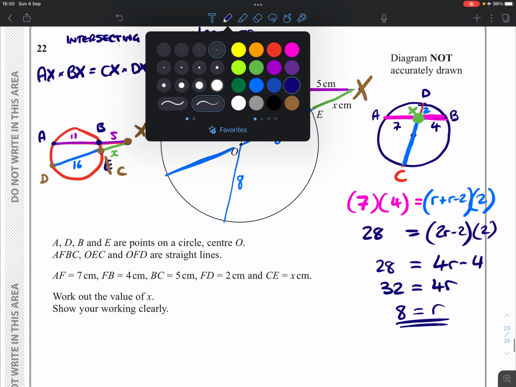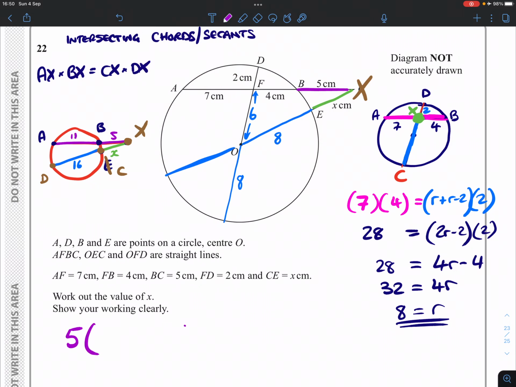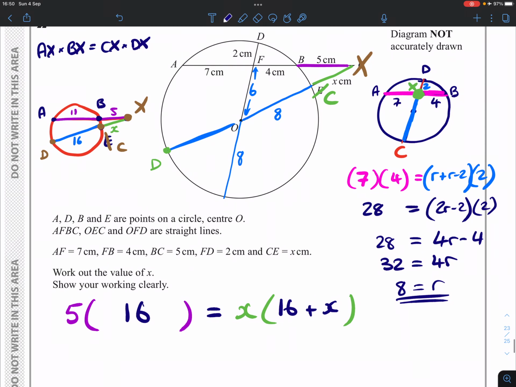So you end up with this, I'll try and keep it color-coded, 5 times what's going to be 7 plus 4 plus 5 for 16. And on the other side, you're going to have this value of x here for the small length, for what ends up being CX here. That's going to get multiplied by the 16 plus x. So you can end up with an equation that looks like this, or x plus 16, either way. If we simplify that a little bit, break out the brackets on the right-hand side, I end up with the following, which is a quadratic equation which we can solve.